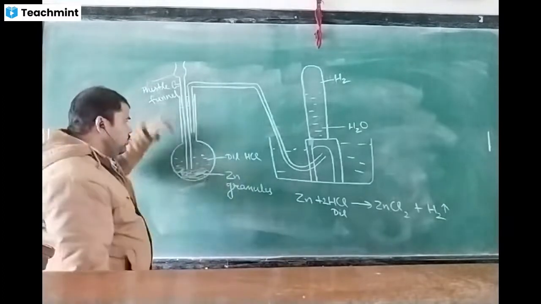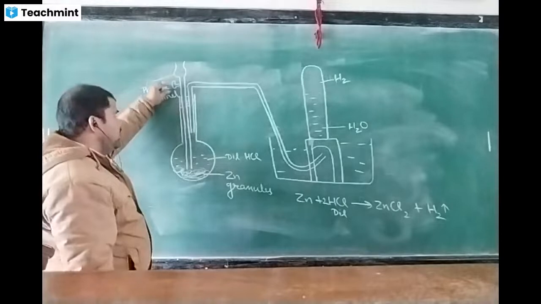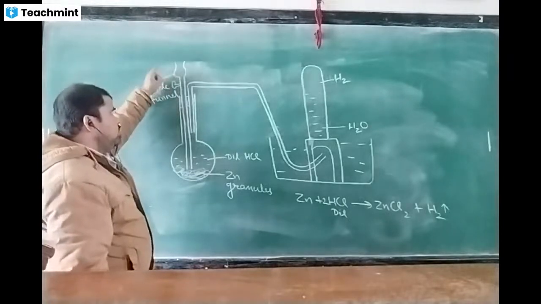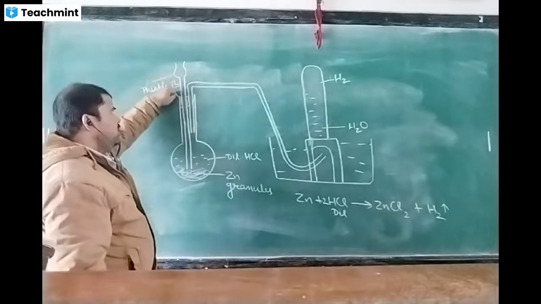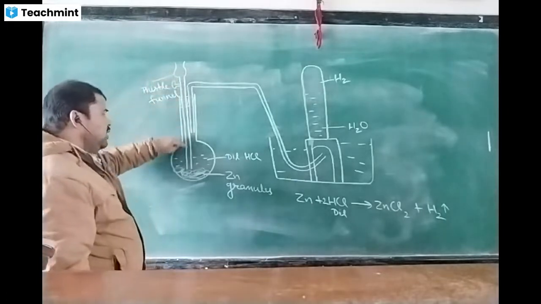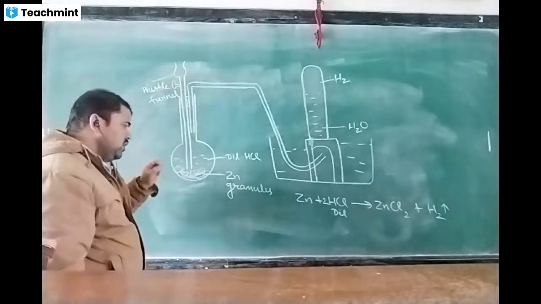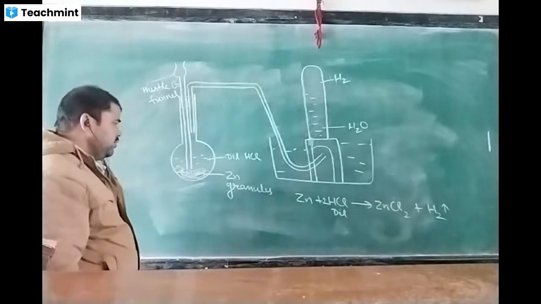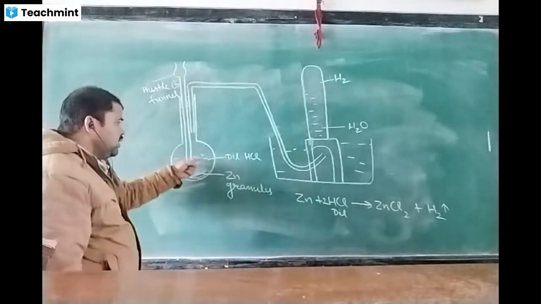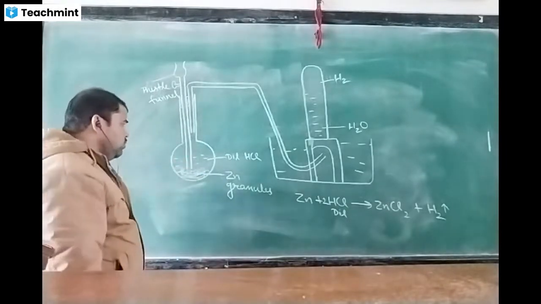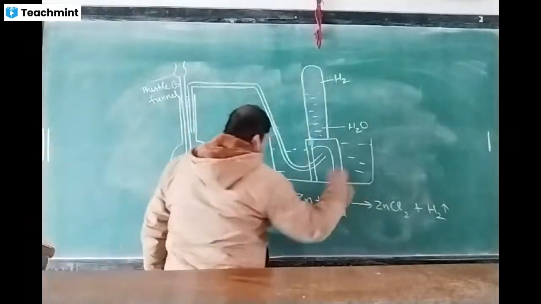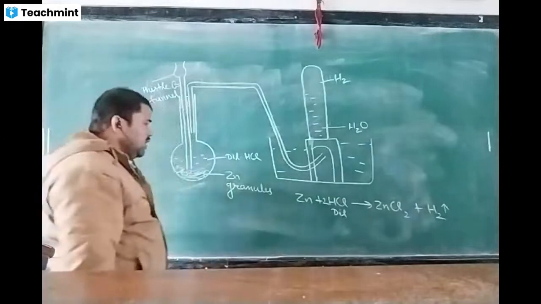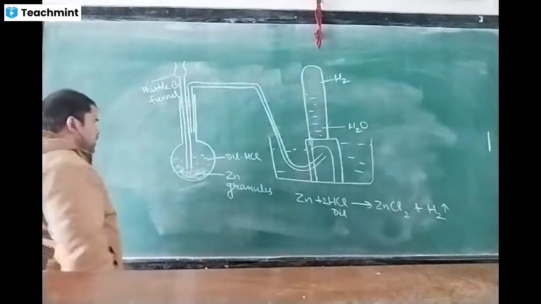So when we put the dilute HCl in a slow manner with the help of the knob, the HCl will come from here slowly. We have to put it in slowly, as this is an acid. In this way dilute HCl reacts with the zinc, and due to the reaction, hydrogen gas is released. In the chemical equation, zinc reacts with dilute HCl, and we get zinc chloride plus hydrogen gas.